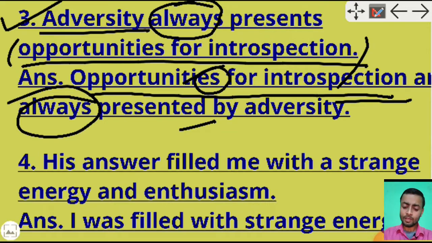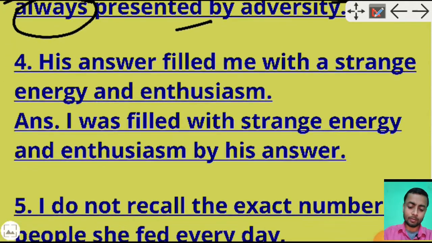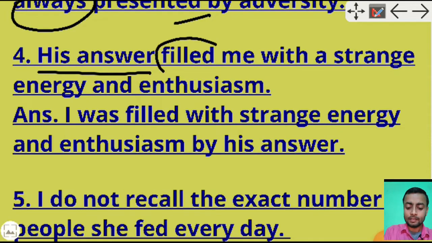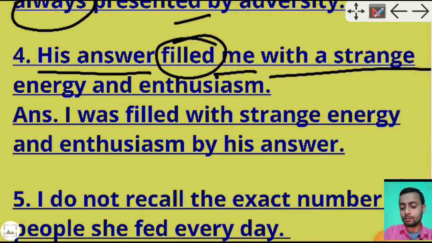Now come to the next example. 4. His answer filled me with a strange energy and enthusiasm. So the subject is his answer, the verb is filled, it is in the simple past tense, and the object is me, and the complement or other words are with a strange energy and enthusiasm.